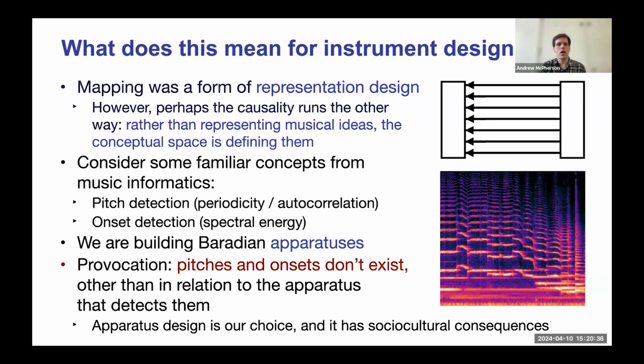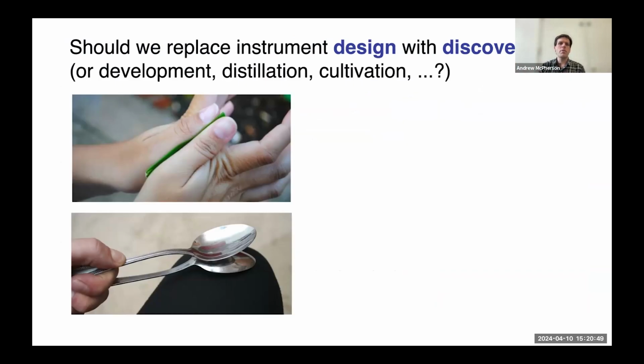And these are our choices. This is basically our responsibility as designers to decide to bring these concepts into existence. So a suggestion then is maybe we ought to replace the idea of instrument design as a kind of top-down process with something more like discovery or development, distillation, cultivation. Basically, the idea that there are sonic phenomena that exist in the world, and we can discover these, and we can figure out how to shape them into the forms that suit our particular purposes of music making.